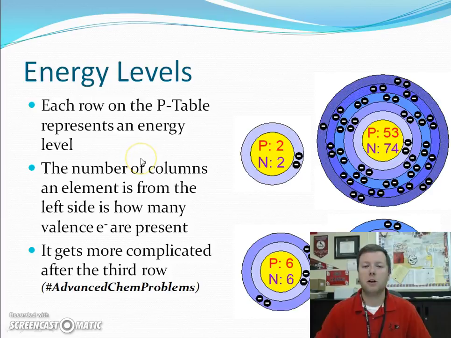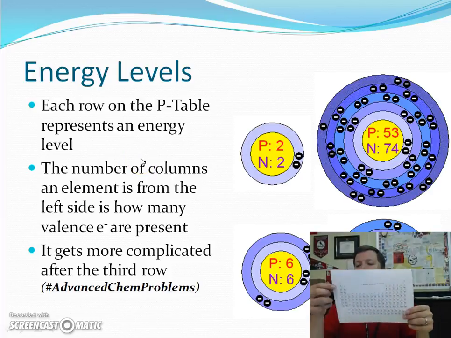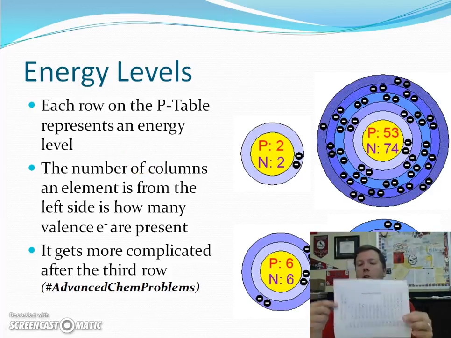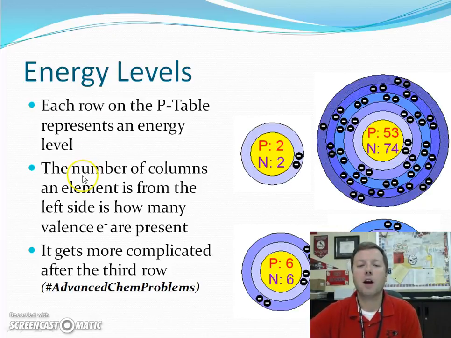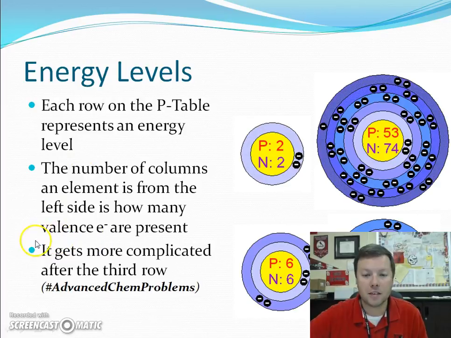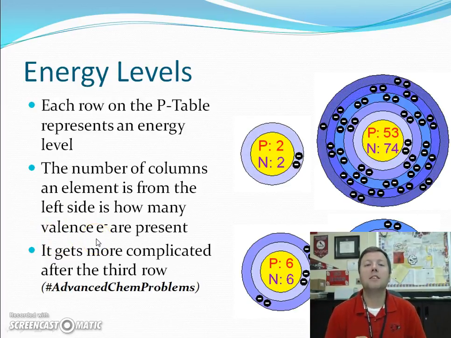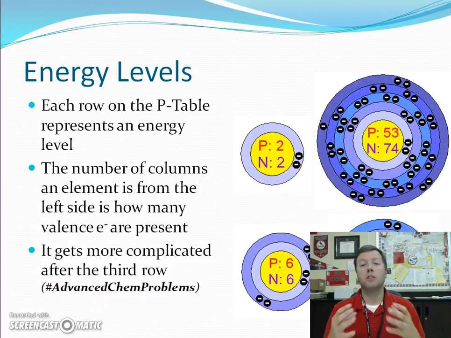Each row on this periodic table represents one energy level: 1 energy level, 2, 3, 4 energy levels, and so forth. The number of columns tells you how many valence electrons are present. Here's a new word. Valence is a fancy term for, hey, what's on the outermost shell. Each shell can only hold a certain amount. The first shell, or first energy level, holds 2. The next one holds 8, 8, and so forth, right?